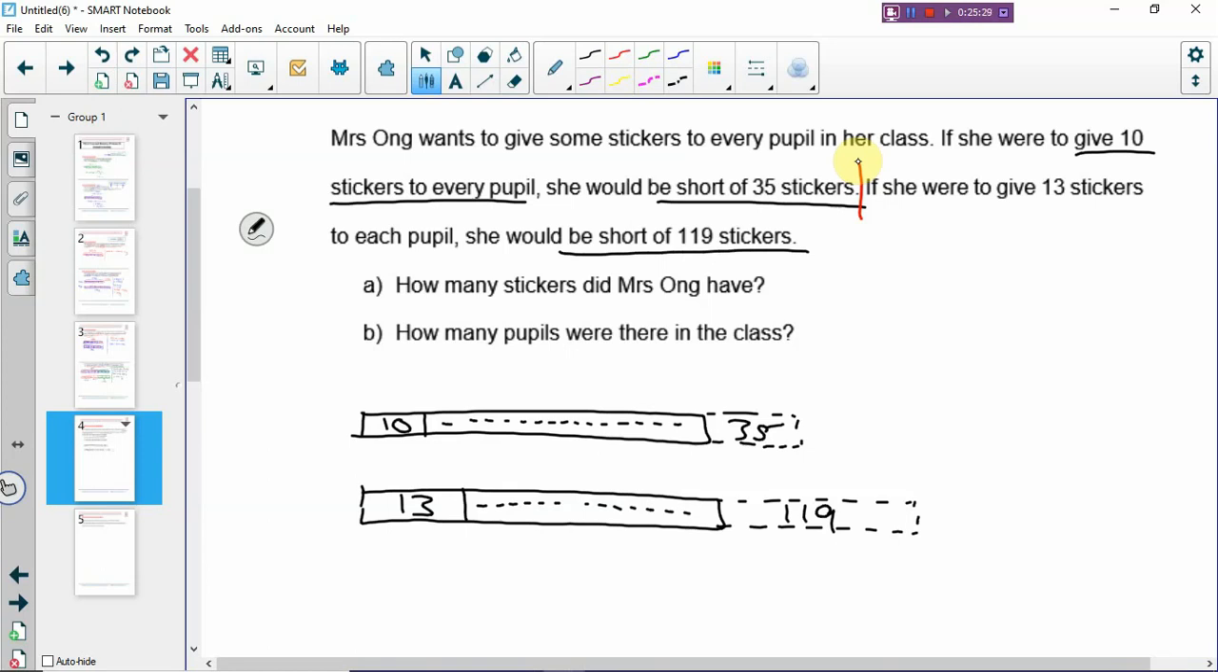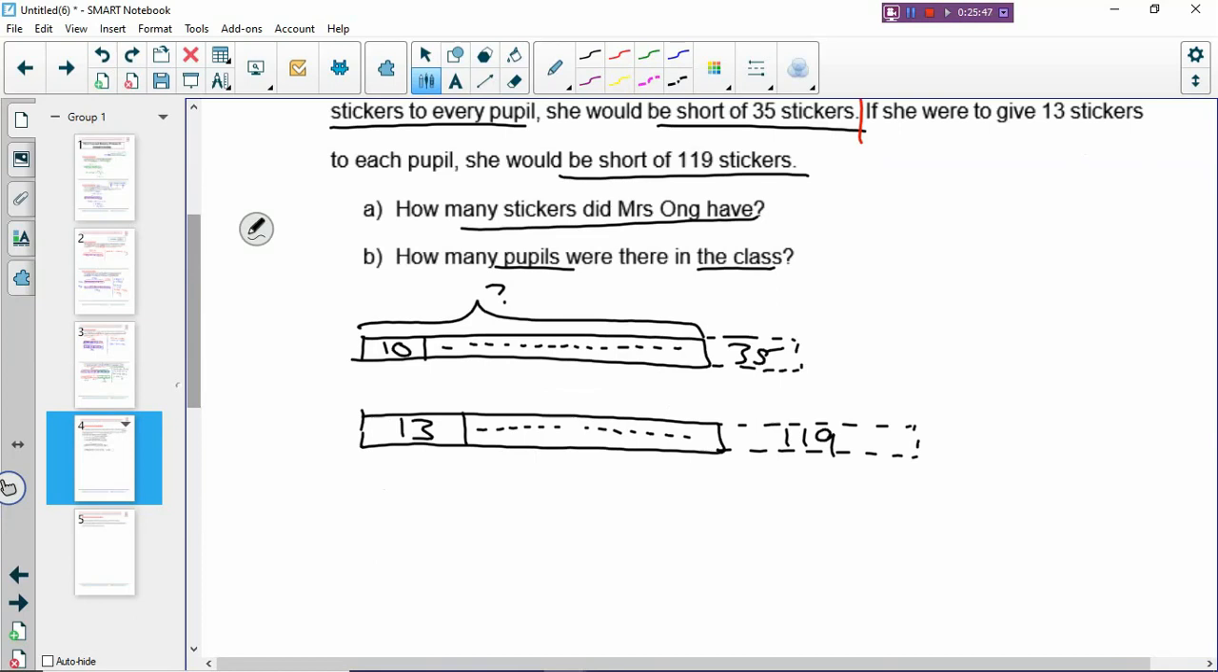Okay, so how many stickers did Mrs. Ong have? So your question mark, okay, so where would you want to put the question mark? Your question mark is actually over here. How many stickers did Mrs. Ong have? And how many pupils were there in the class? Which is how many boxes do you need to cut in the rectangle, which we don't know, but we can find. So we are done. So this model is done. It's called the excess and shortage model, and I also call it the average model. All right, average model, excess and shortage model.